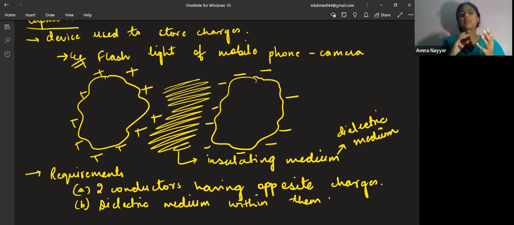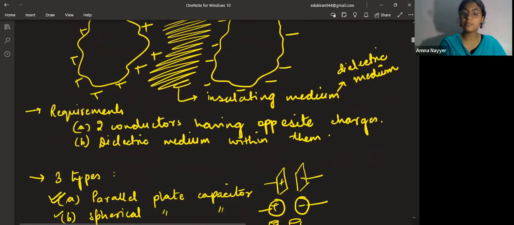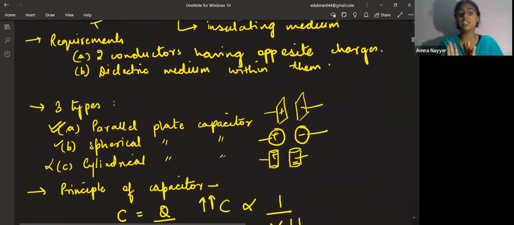Depending upon the shape of the conductors you have taken, whether cylinders, flat plates, or spheres, and then charged, that will define your type of capacitors. All right. So you have all the types of capacitors, important for the JEE exam.